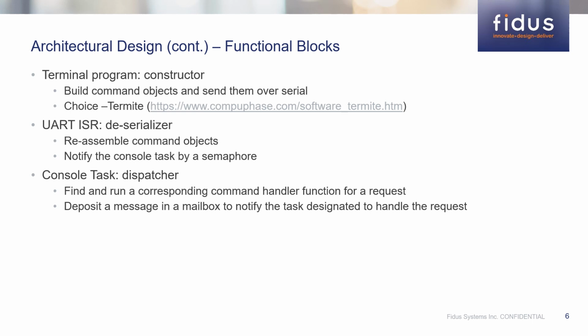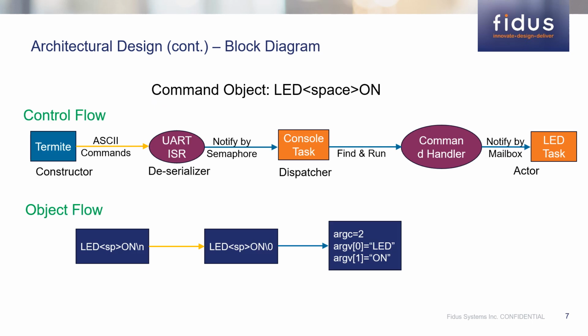It acts as a dispatcher to find and run an appropriate handler function, which in turn notifies the task that is designated to process the command by depositing a message in the task mailbox. Here's a block diagram to illustrate both control flow and data flow in terms of how a console command LED ON is handled as an object.